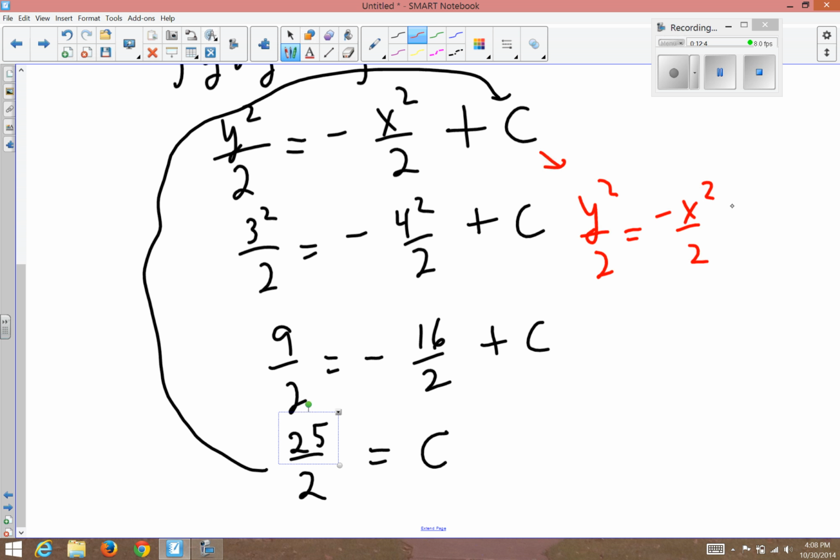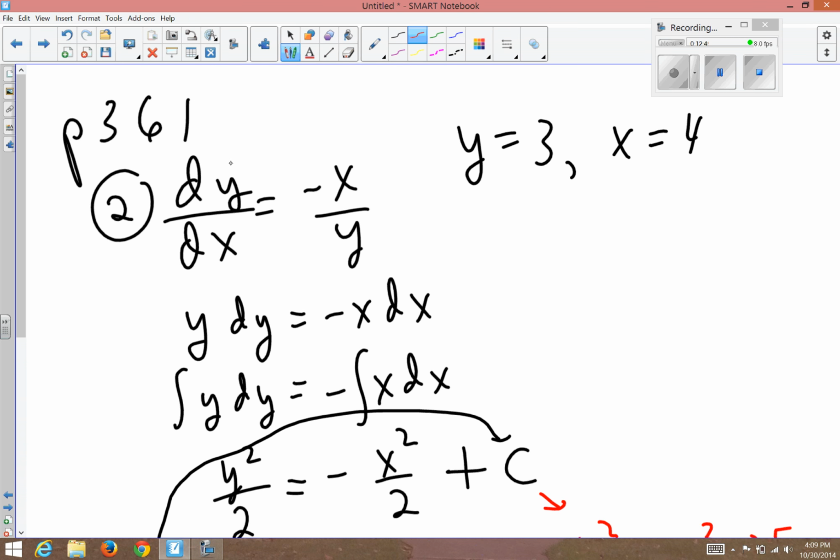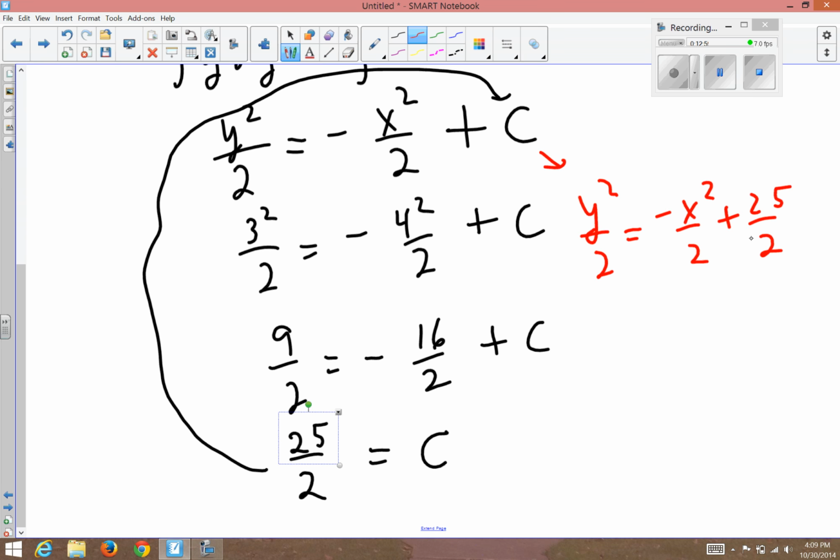Remember the goal for solving a differential equation. The goal is to solve for this variable to equal a function of this variable. That's our goal. So from here we're just going to solve this for y. Multiply both sides by 2. Take the square root of both sides. Y equals plus or minus the square root of 25 minus x squared.